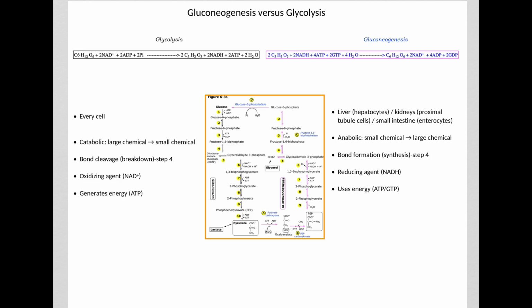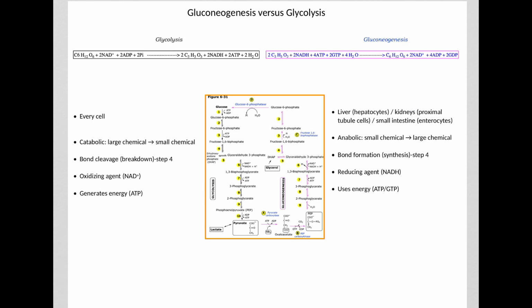Comparing gluconeogenesis and glycolysis is a great way to understand the difference between catabolism, which is what glycolysis is, a catabolic pathway, as well as anabolism, which is what gluconeogenesis is. So remember, metabolism is a combination of catabolism and anabolism. Glycolysis occurs in every cell, while gluconeogenesis, as we mentioned, occurs in hepatocytes in the liver, the proximal tubule cells in our kidneys, as well as the enterocytes in the small intestine.